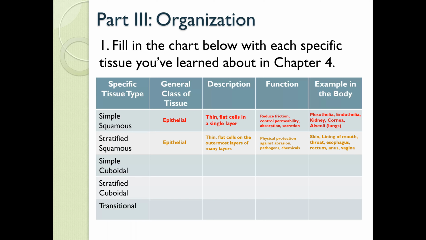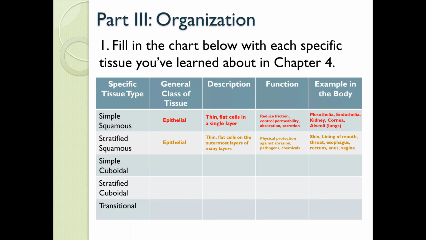Stratified squamous is also epithelial tissue. These are thin, flat cells that are on the outermost layer of a many-layered lining. They provide physical protection against abrasion, pathogens, and chemicals. And you can find this type of tissue in your skin, lining of your mouth, your throat, your esophagus, your rectum, your anus, and your vagina.